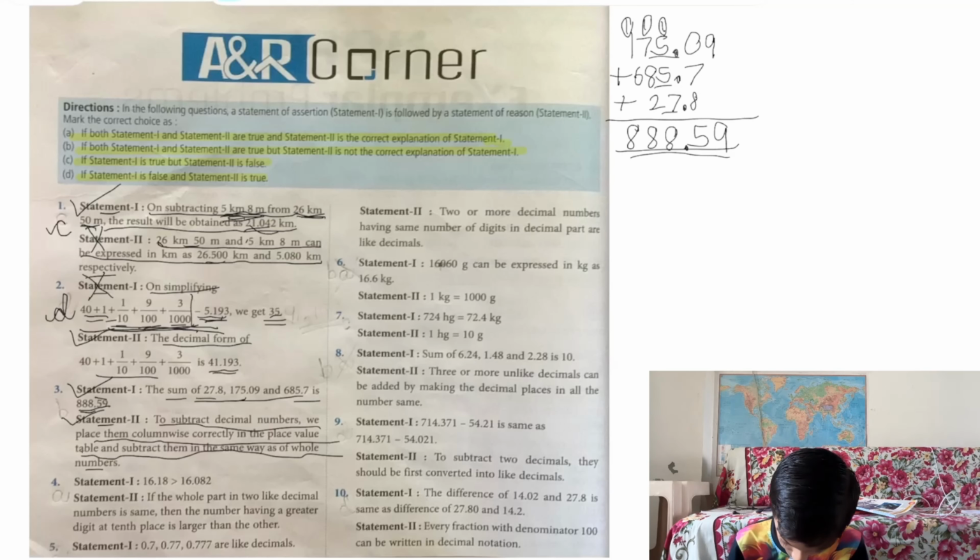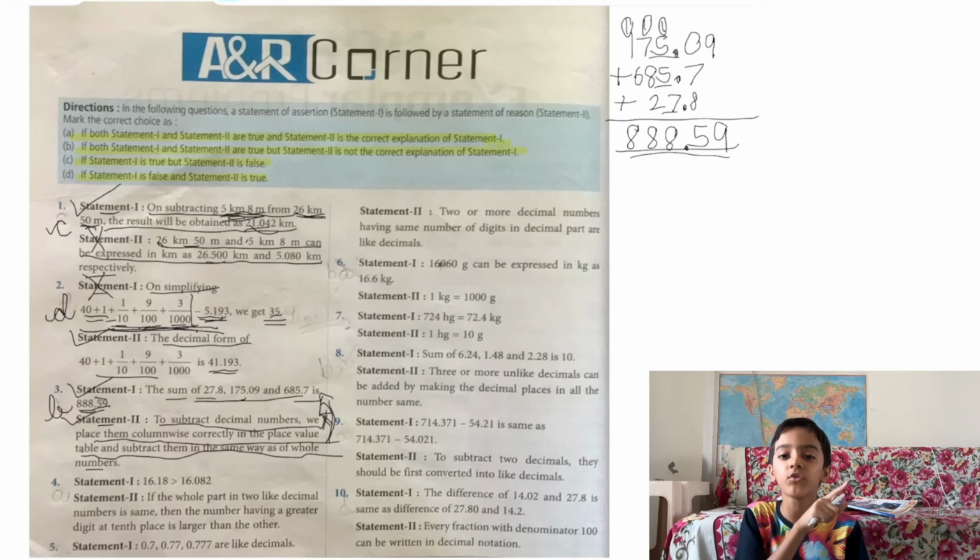And here statement 2 is not the correct explanation of statement 1 because statement 1 is talking about addition and statement 2 is talking about subtraction and there is no relation between addition and subtraction. So your statement 2 is not the correct explanation of statement 1. So the correct answer of question 3 is option D, which is if both statement 1 and statement 2 are true, but statement 2 is not the correct explanation of statement 1.